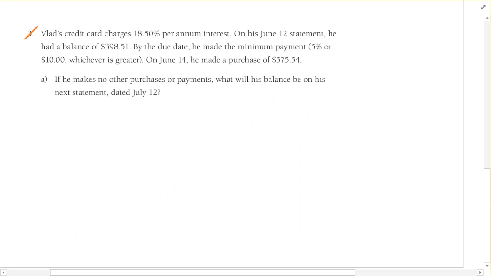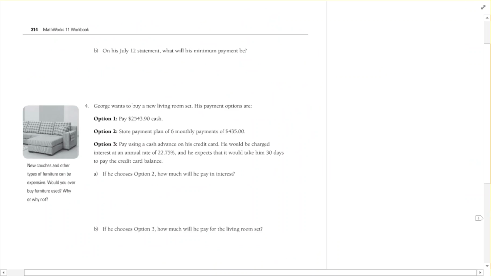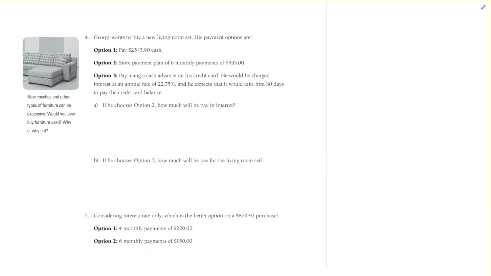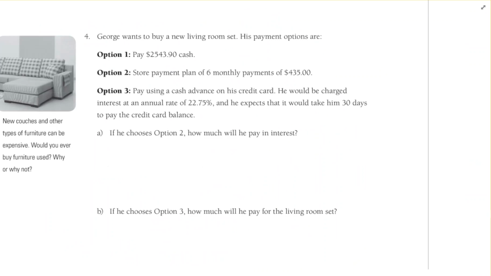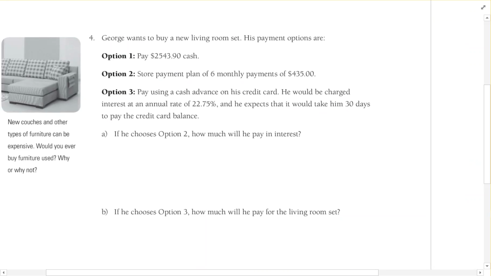All right, we are actually going to skip number 3. So move on to number 4. So George wants to buy a new living room set. His payment options are pay cash, store payment plan of 6 monthly payments of $435. Option 3, pay using cash advance on his credit card. He would be charged interest at an annual rate of 22.75, and he expects that it would take him 30 days to pay his credit card. If he chooses option 2, how much will he pay in interest?